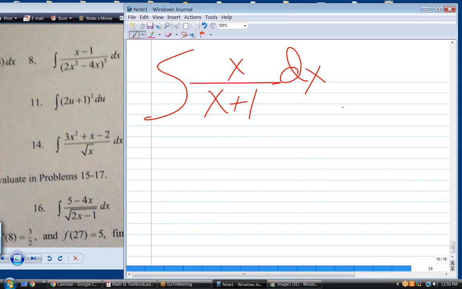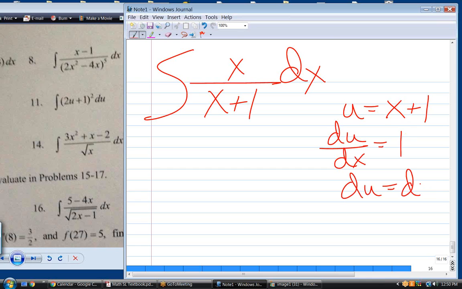Well, look what happens when I use U substitution. Now this is called U substitution, but it's really completely different. What's du dx? 1. Which means du is equal to dx. But if u is equal to x plus 1, what is x equal to? Here's the step that we have not been doing in any of the others. U minus 1? Right. Now watch what happens.